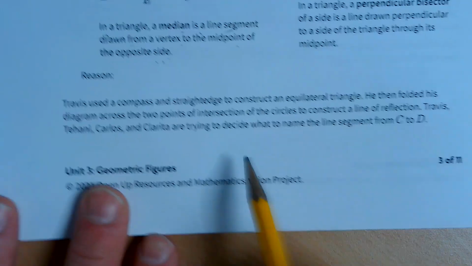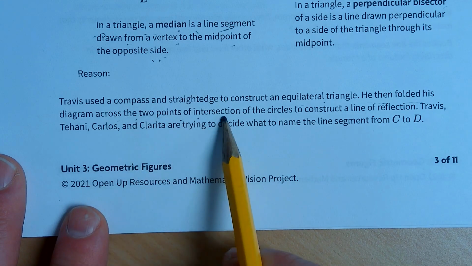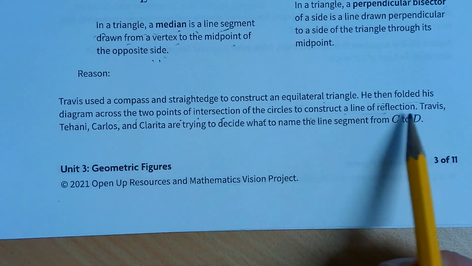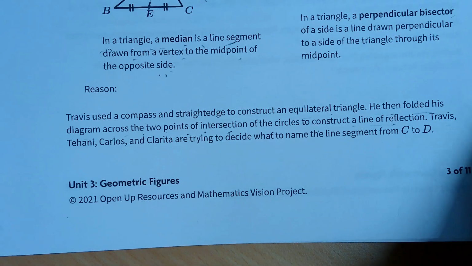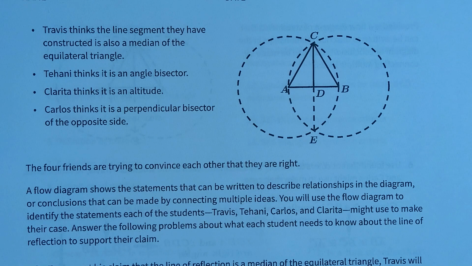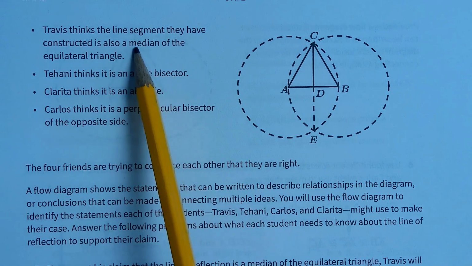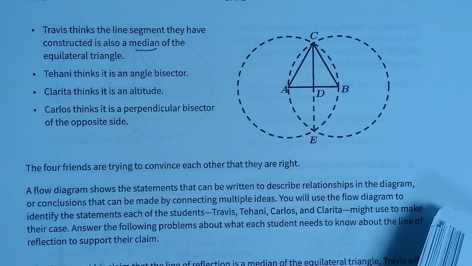Travis used a compass and a straight edge to construct an equilateral triangle. He then folded his diagram across the 2 points of intersection of the circle to construct a line of reflection. Travis, Tahani, Carlos, and Clarita are trying to decide what to name this line segment from C to D. Travis thinks the line segment they have constructed is also a median of an equilateral triangle. Tahani thinks it's an angle bisector, Clarita thinks it's an altitude, and Carlos thinks it is a perpendicular bisector to the opposite side.